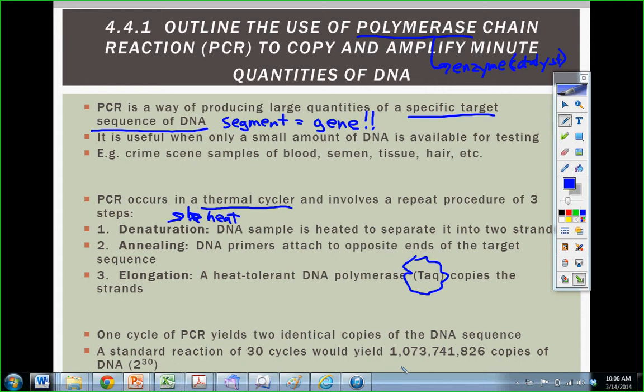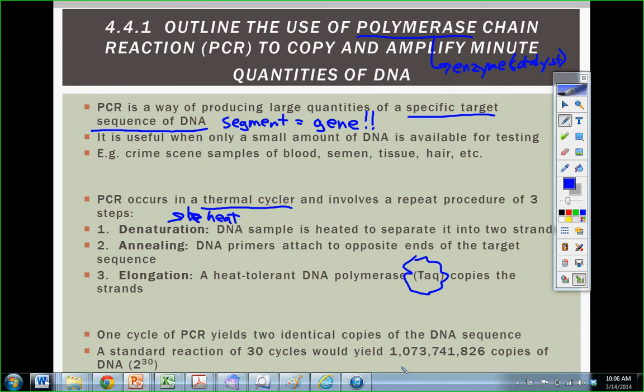One cycle of PCR yields 2 identical copies of the DNA sequence. And now check this out, this is what I love. A standard reaction of 30 cycles would yield 1,073,741,826 copies. That takes 1 hour in this machine, 1 hour to make 1 billion copies of a gene of DNA. Not bad, right?